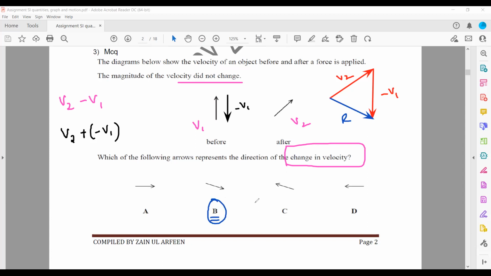Is it clear? Question 3. How we get the change in the velocity? Yes, sir. Yes. Next is question number 4, the doubt.